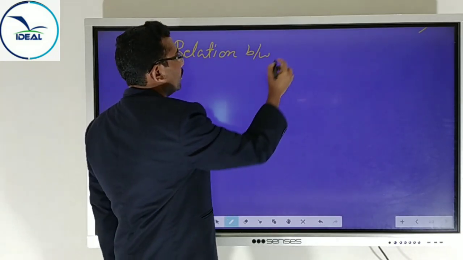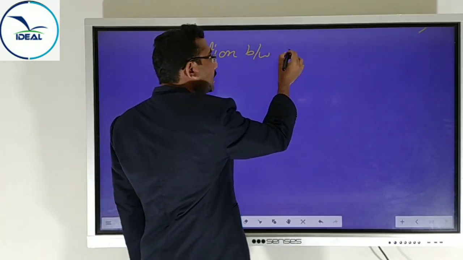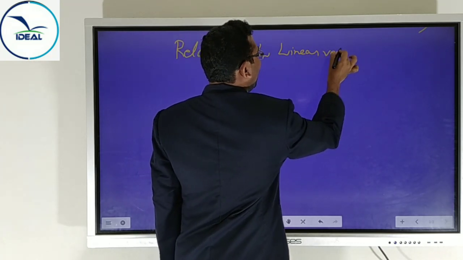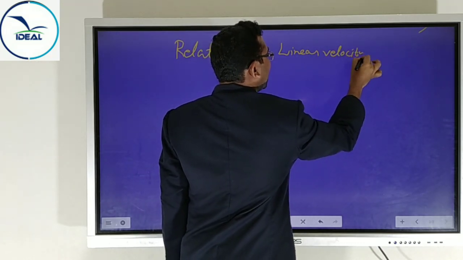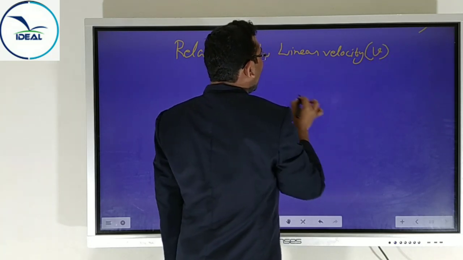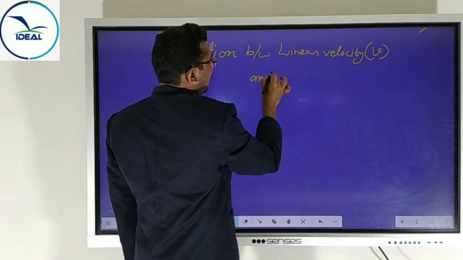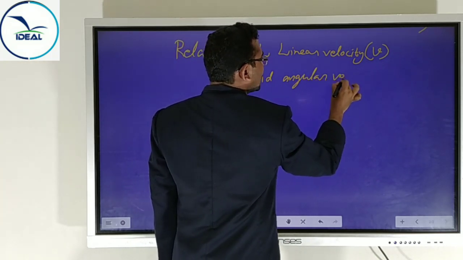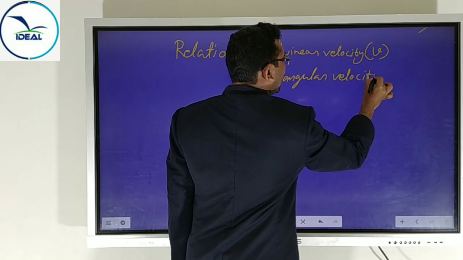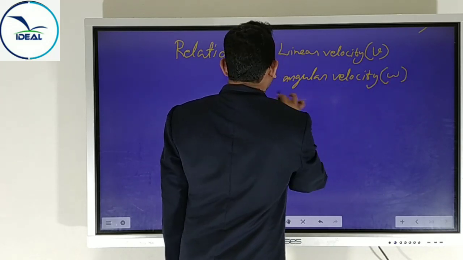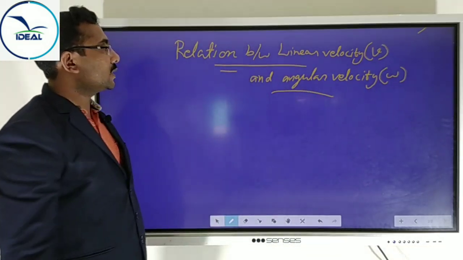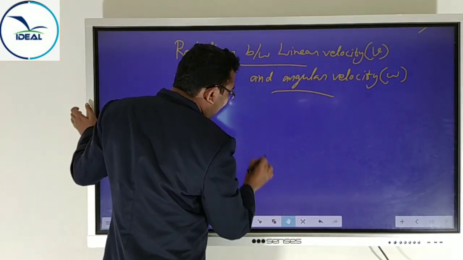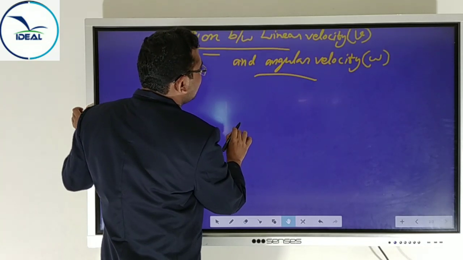Relation between linear velocity, what is linear velocity? V. And angular velocity omega. The relation between linear velocity v and angular velocity omega, we can derive a relation. Just look.